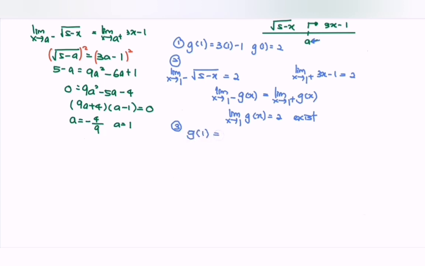Step number 3: g of 1 is equal to the limit when x approaches 1 for the function g(x). So the values are the same. So the conclusion: g(x) is continuous at a equals 1. So we can say it is valid when a is equal to 1.